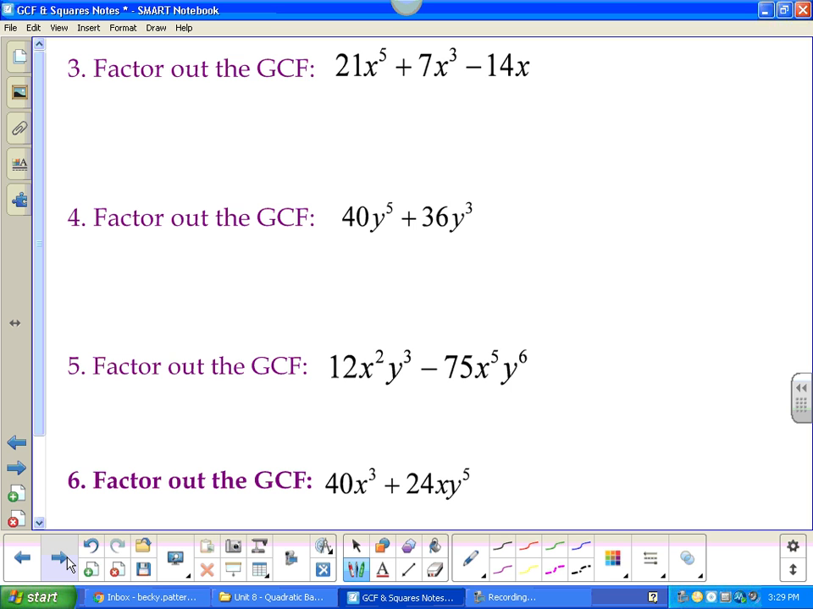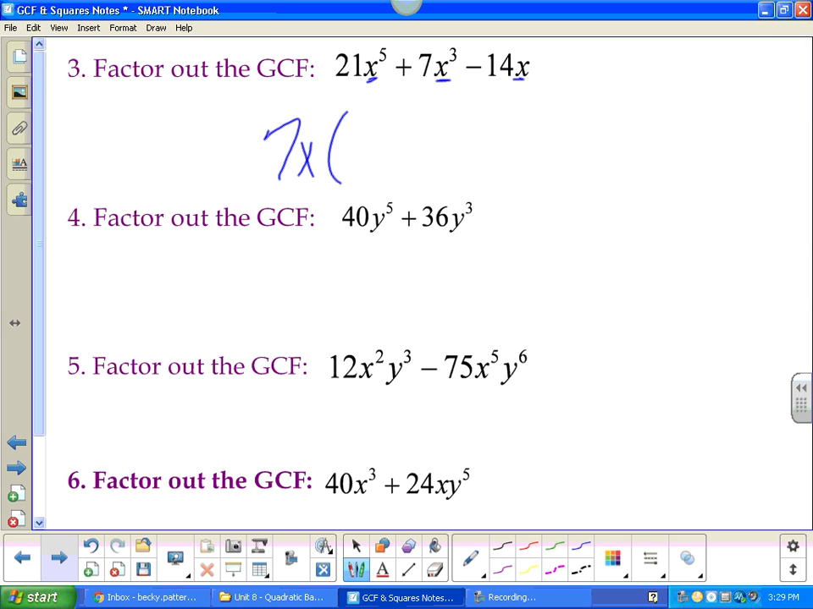Okay, so now we're going to take it a step farther. Not only do I want to know what you're going to GCF, what you're going to take out, but I want to know what you're going to have left over. Now, number 3 has 3 terms, so I need to find a GCF for all 3 terms. So I have a 21, a 7, and a 14. So I know that 7 goes into all 3 of those numbers. Now, when you look at your x's, find the smallest power. So he has 5, he has 3, and he has 1, so I'm going to take 1.